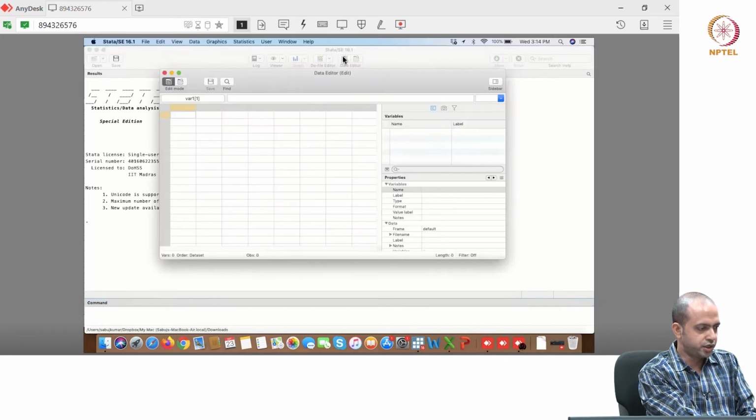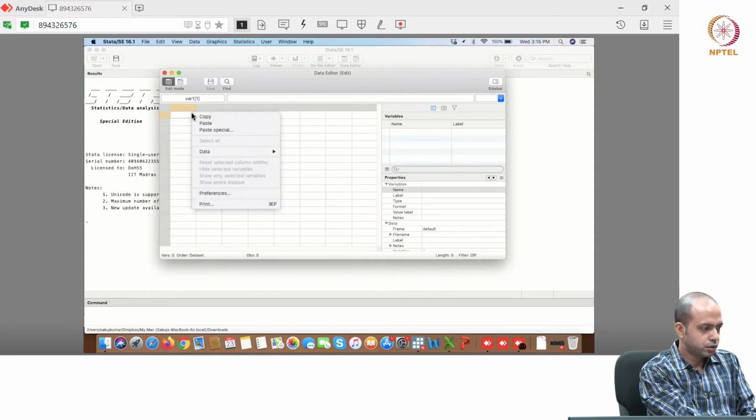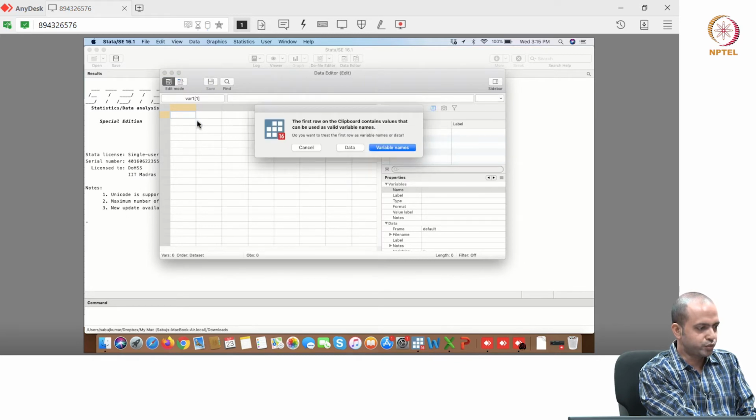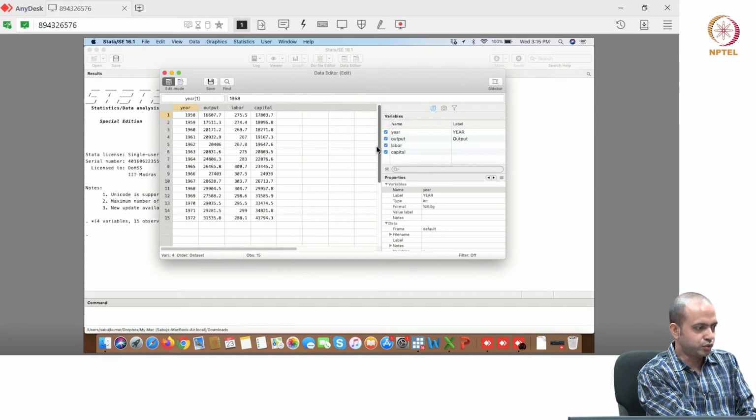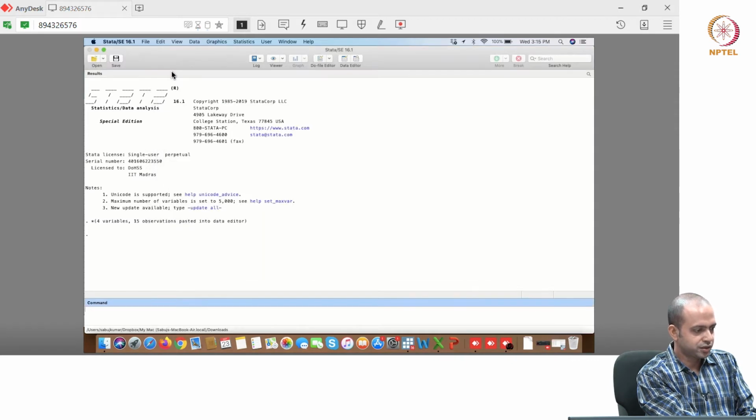I will go to the data editor and paste the data. Once you paste it, Stata will ask whether the first row of your data set should be considered as variable names, and you have to select that option. So now the variables are taken and you can work on that.